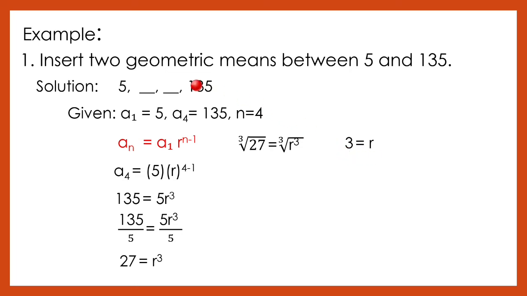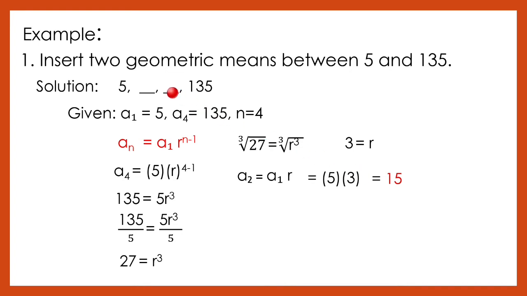So, hindi pa natin nasasagot yung problem, which is 2 geometric means. Dahil alam natin yung ratio, alam natin yung first term, makukuha natin yung second term. Ang a sub 2 or second term is a sub 1 times r. Ang a sub 1 natin is 5. Ang ratio natin is 3. 5 times 3 is equal to 15. Therefore, yung second term natin is 15.